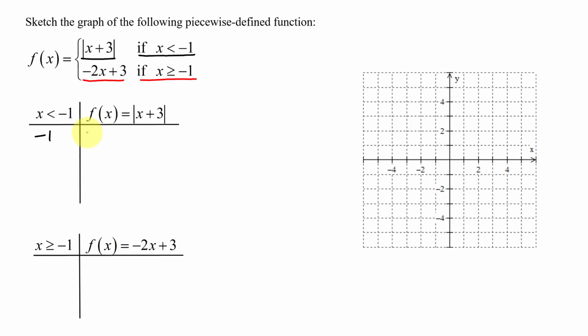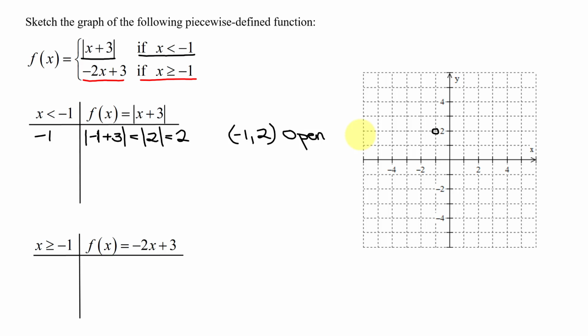So when x equals -1, I get the absolute value of x, which is -1, plus 3. What is -1 plus 3? It's 2. The absolute value of 2 is 2. So the point I'm going to graph is -1, 2, and I'm going to graph it with an open circle. So x equals -1 is here and 2, so there is my first point.